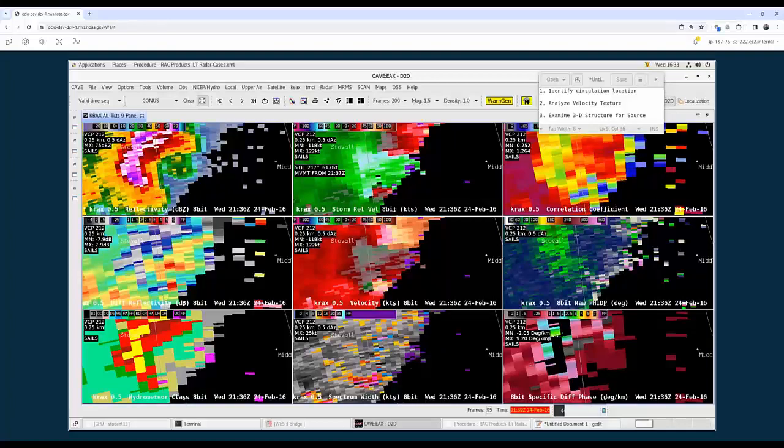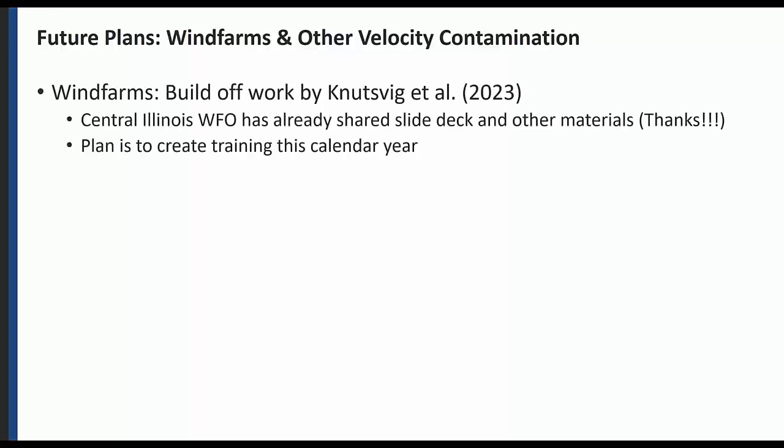So with that, let me just wrap things up, talking a little bit in terms of our training and future plans. Besides this issue, because we got this training out about 18 months ago, the next thing we're wanting to address is looking at wind farms and how they cause velocity contamination. And I know the folks there at Central Illinois have already done some work on it. So they've already shared their slide deck and some other materials with me, which is a great help. And so I'm hoping to get a lesson together in RAC on that at some point this calendar year.